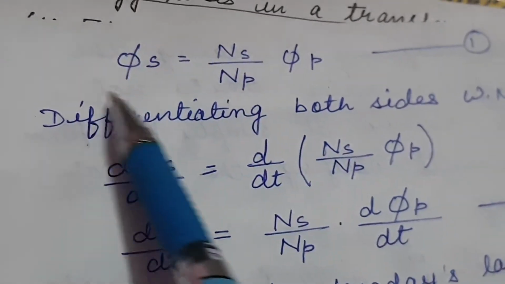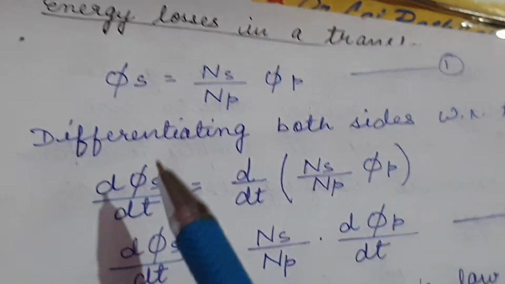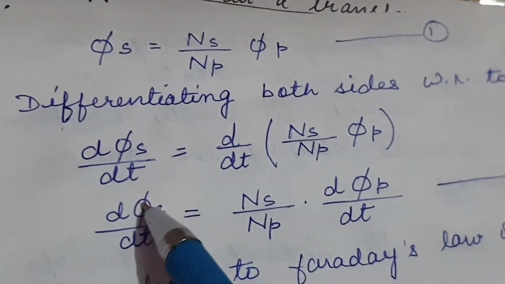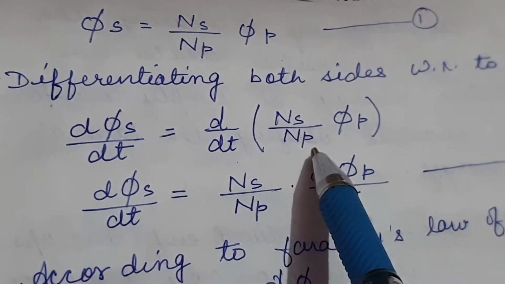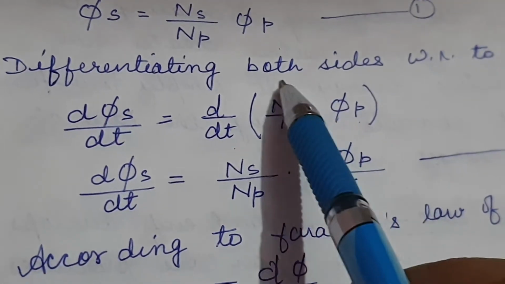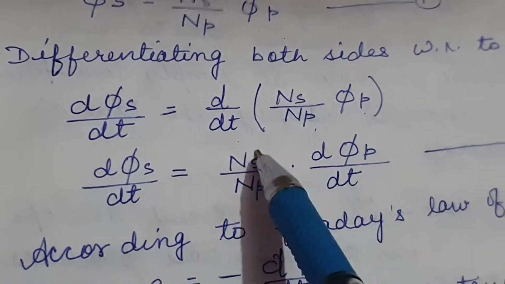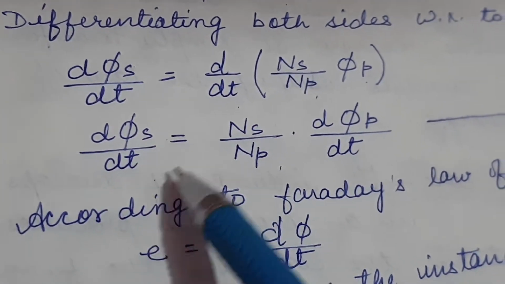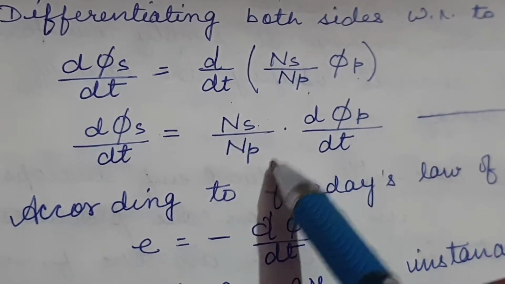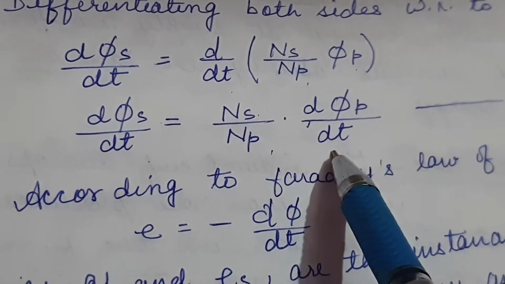Now we will differentiate this equation on both sides. We will get d phi s upon dt is equal to d by dt of ns upon np into phi p. Now this ns upon np is a constant term, so it will come out, and we will get d phi s upon dt is equal to ns upon np d phi p upon dt.